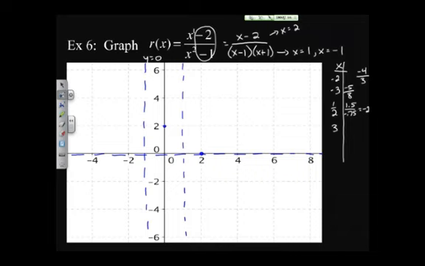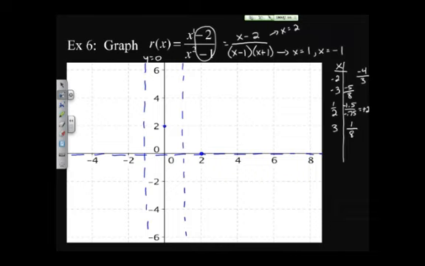When we look at, oh, that's not right. This should be negative 1.5 over negative 0.75, which is a positive 2. There we go. When we put in the 3, we get 1 over 8.